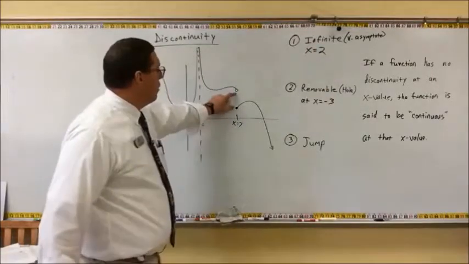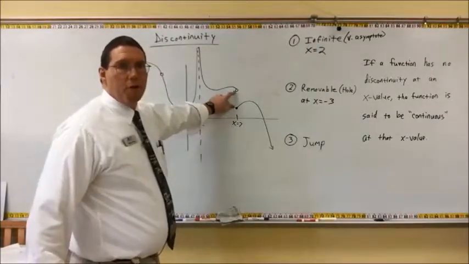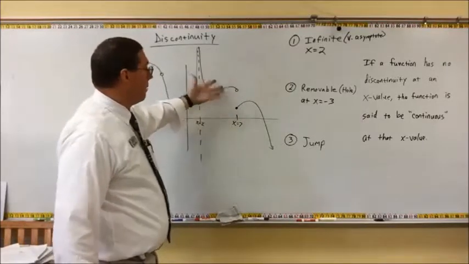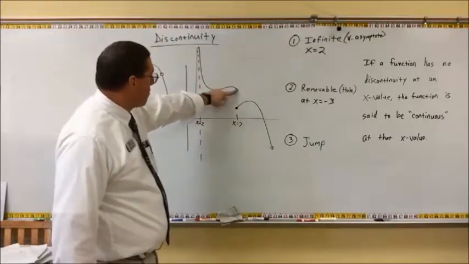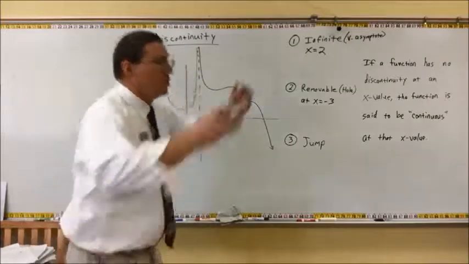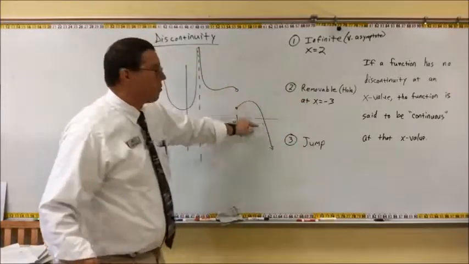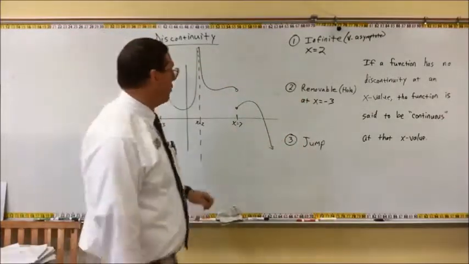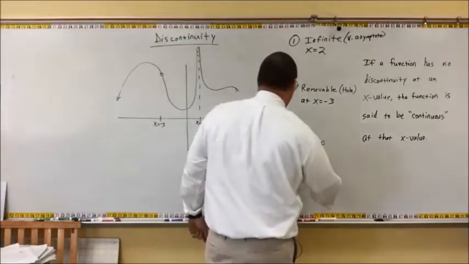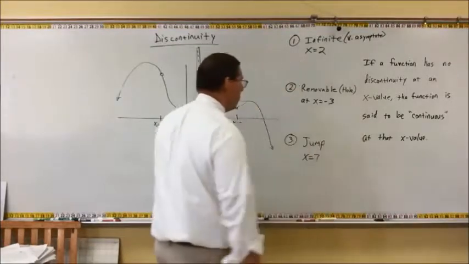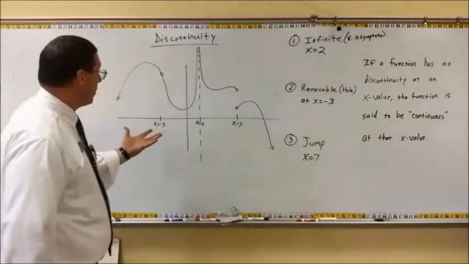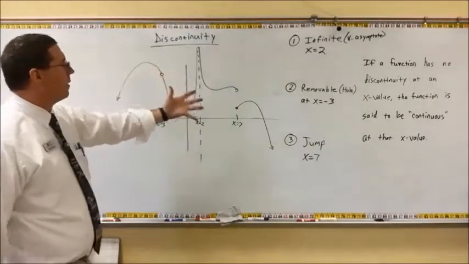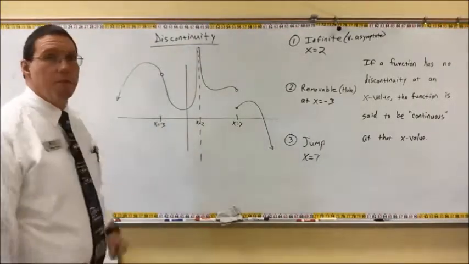And then this is called a jump. Whenever the function, I mean, literally, look at it. It jumps. It stops being here and it starts being here. It's almost like it jumped over a bunch of space and started back up. That's a jump discontinuity. So this function has a jump discontinuity at x equals 7. So graphically, this is how you recognize infinite, removable, and jump discontinuities.